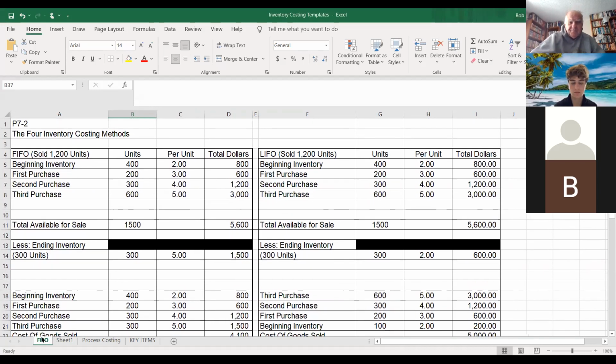Take a look at this, guys. FIFO, first in, first out. I'm telling you here, right here, that we sold 1,200 units, okay? We sold 1,200.